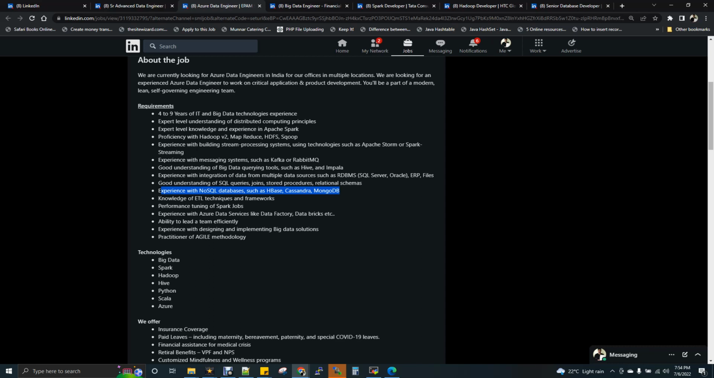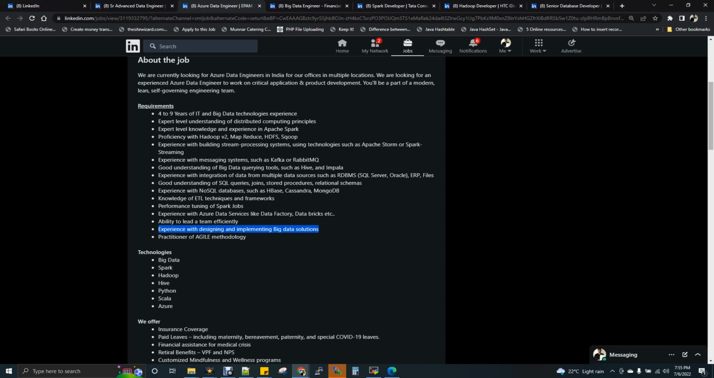But end of day, even within Azure, it's going to be Spark, Hadoop, Hive, those things. You can easily work on it. Ability to lead a team, experience with designing and implementing big data solutions, these are highly optional. Anyway, your lead and your solution architect will take care of it.